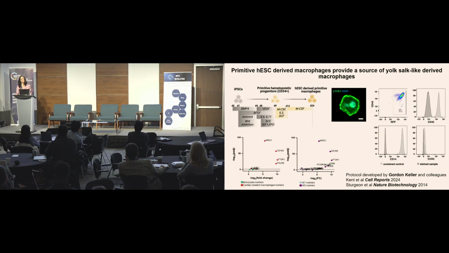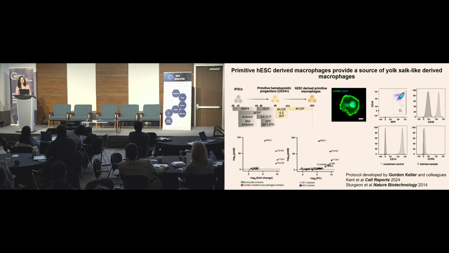Now, how do you get primitive macrophages? It's a little bit of a chicken and an egg. You need a primitive macrophage, and then they spend some time in the cardiac tissue, and then they become the resident macrophage. So you need a tissue to program the resident fate, but the two things are connected, and how do you do that in vitro?